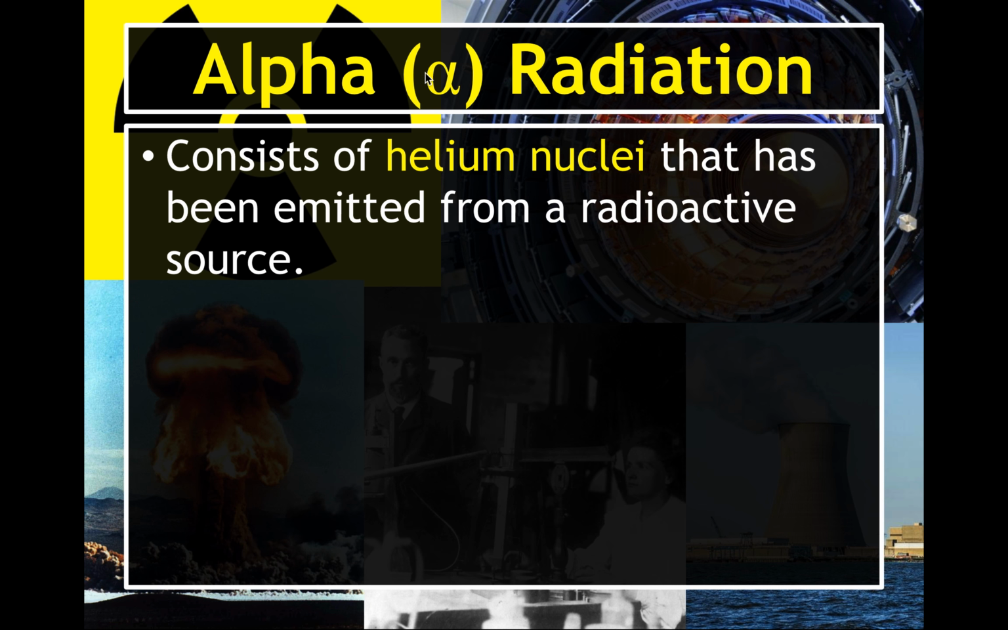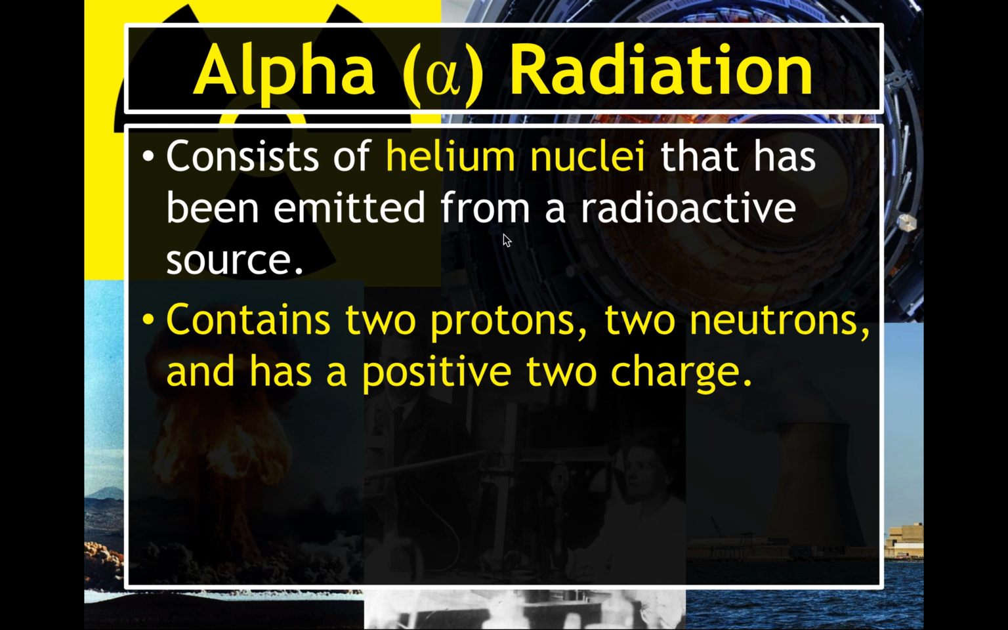Alpha radiation, we're going to use the symbol, it looks to me like a lowercase a. This is really a helium nucleus that has been emitted from a radioactive source. It'll contain 2 protons, that's what makes it helium, and 2 neutrons. This will have a positive 2 charge because we only have protons, we don't have any electrons. It's going to have a positive 2 charge.